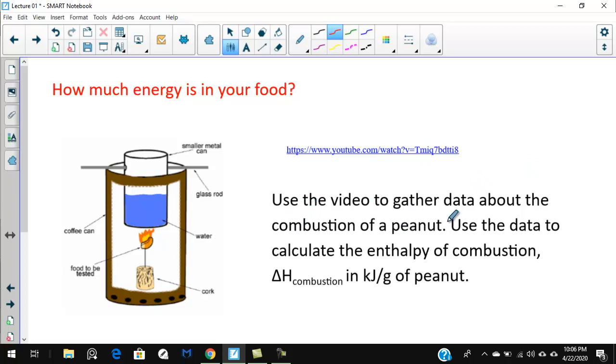So when we burn a peanut, how much energy might come out of a peanut. And you could do this with any food. You could do it with marshmallows, Doritos, whatever you like. Just don't burn your house down if you're going to try this on your own at home. But we'll do one together using a video from YouTube, and we'll collect some data in the next video and run through another one of these calculations where we calculate an enthalpy change.